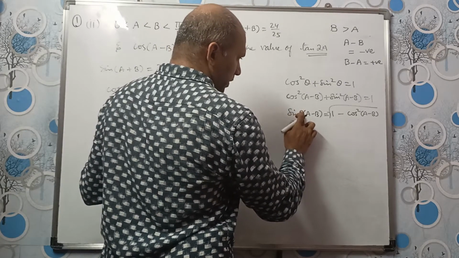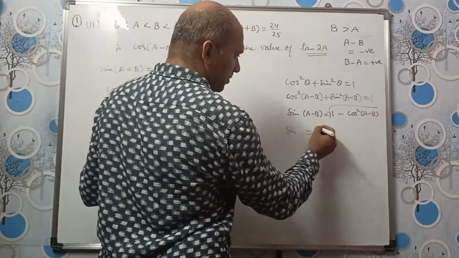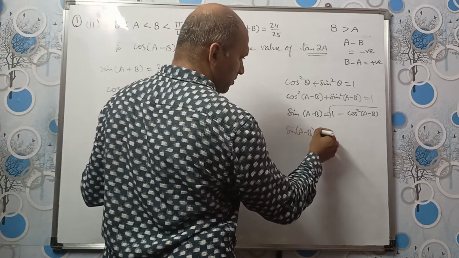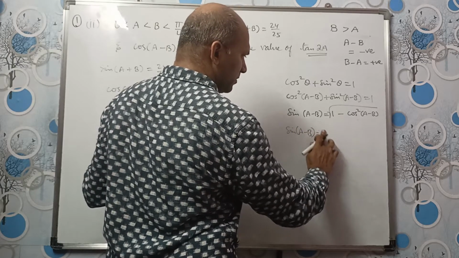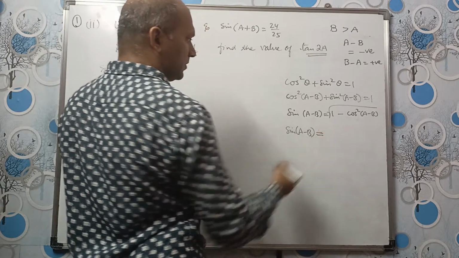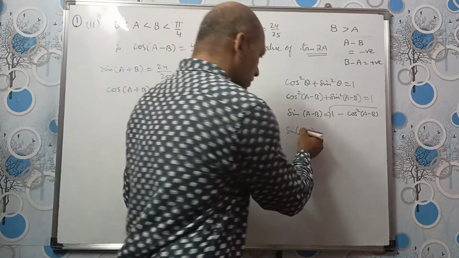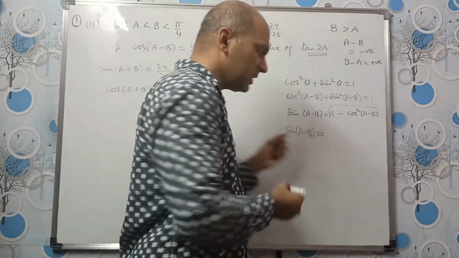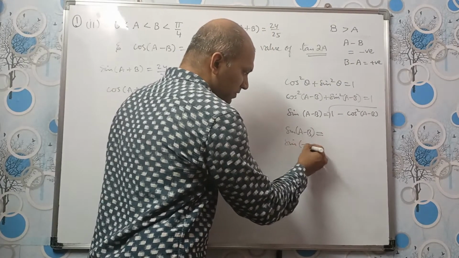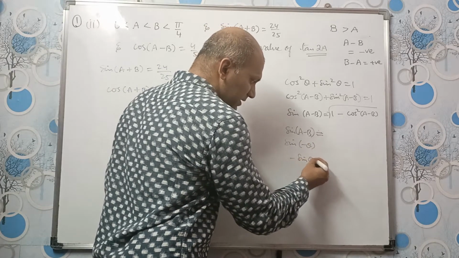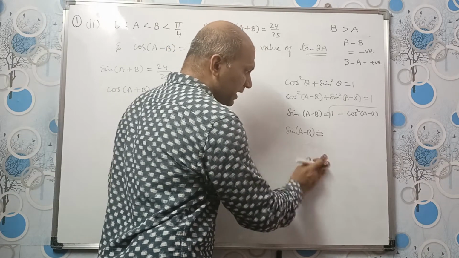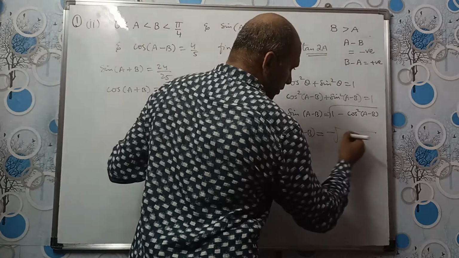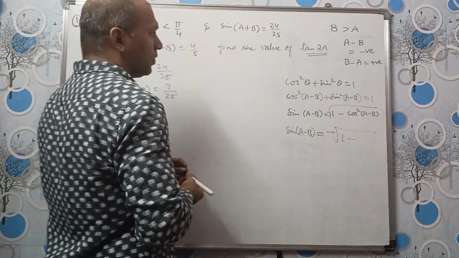Now see, this square goes on the other side, right? So sin(A-B) will be plus minus. Now, should I consider plus here or minus here? See, this is where students will make mistakes. A minus B is negative. It is like sine of some negative number, so it should be minus sine theta, right? So it should be negative. Consider negative, under root of 1 minus cos square.